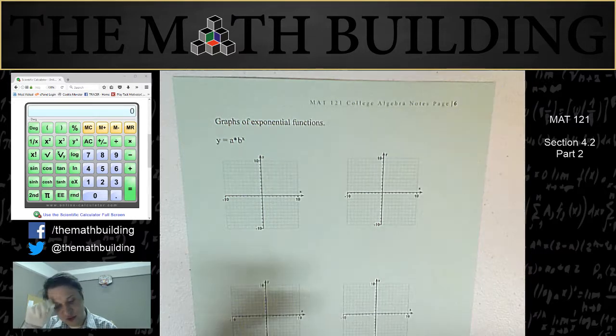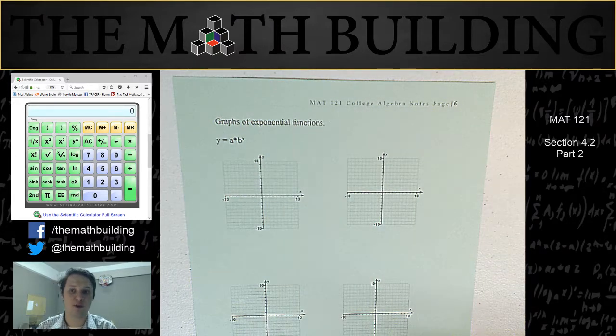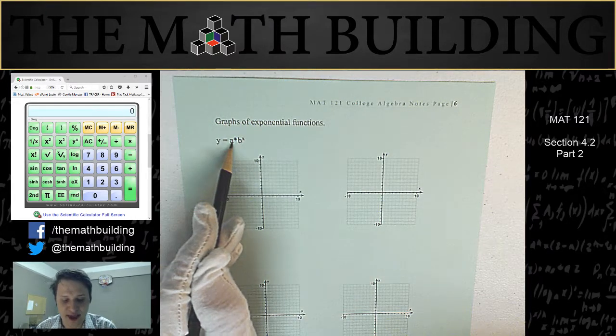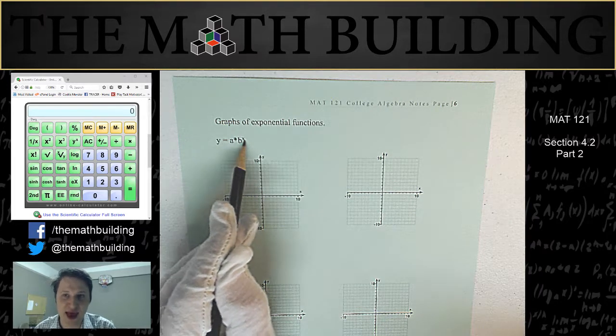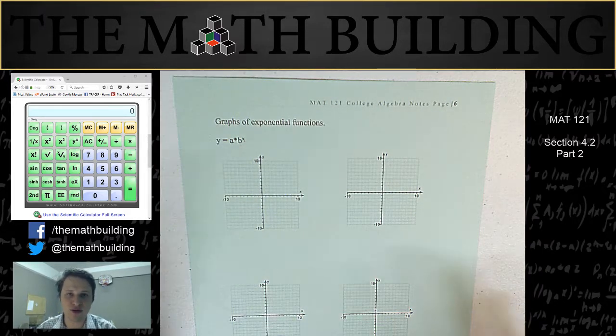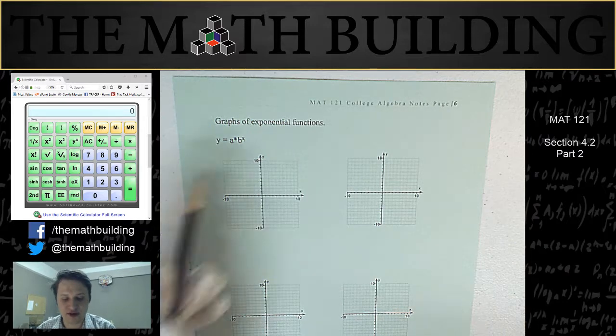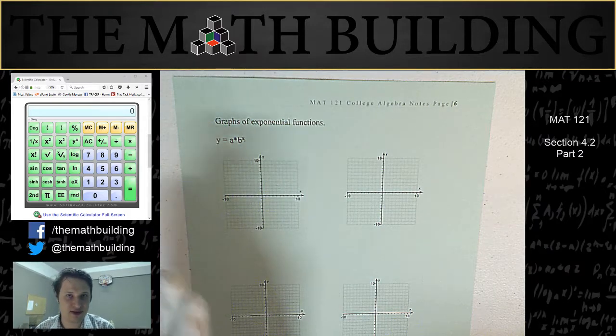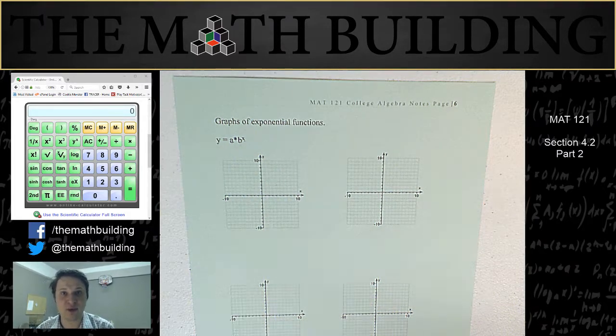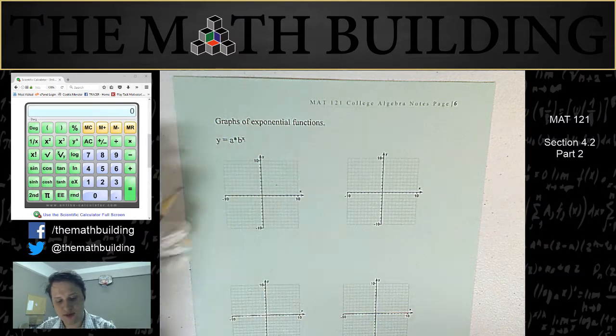So let's start by looking at the general form, which is going to be y equals a times b to the x. Now remember, what's the point of what we're doing here? The point is x is in the exponent. That's what makes these functions different than what we've seen before, is that x is in the exponent. So we're going to look at some cases.